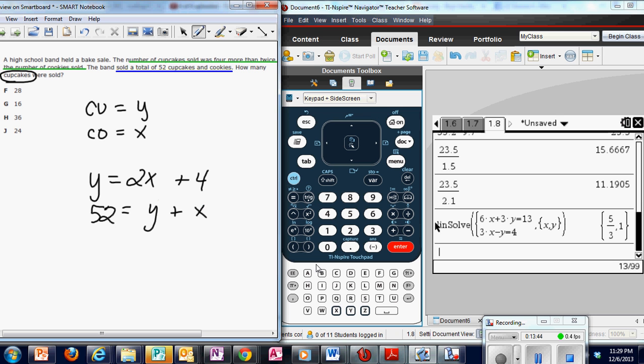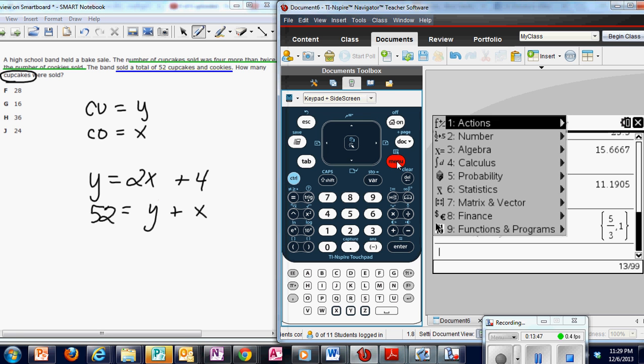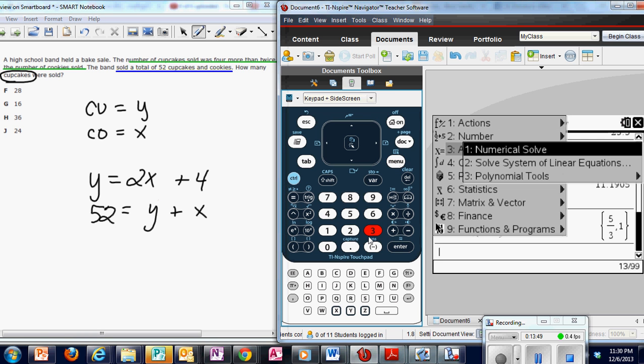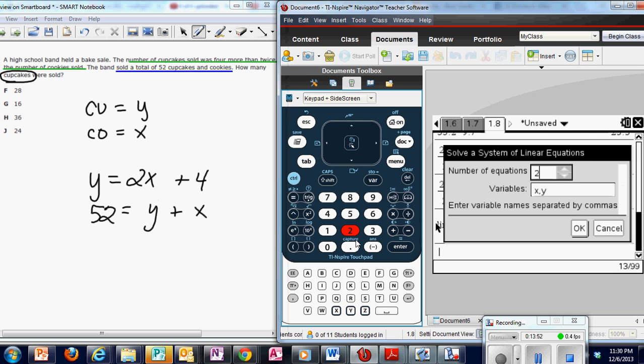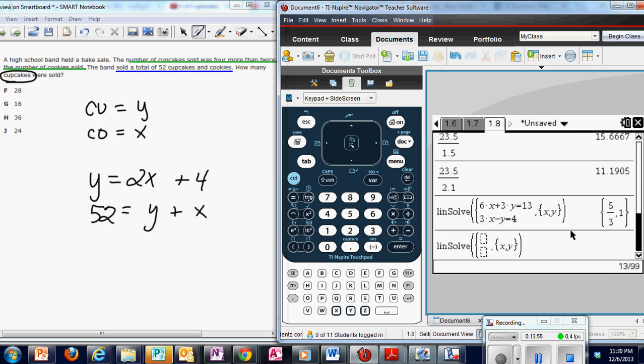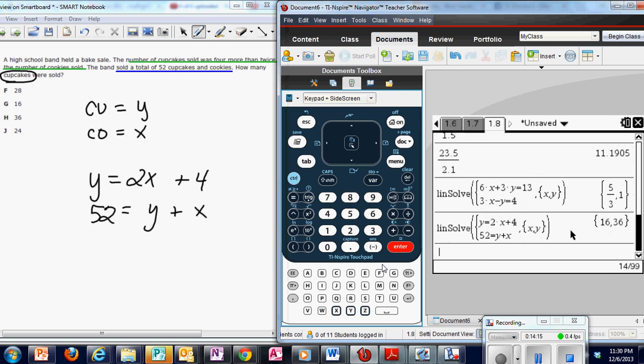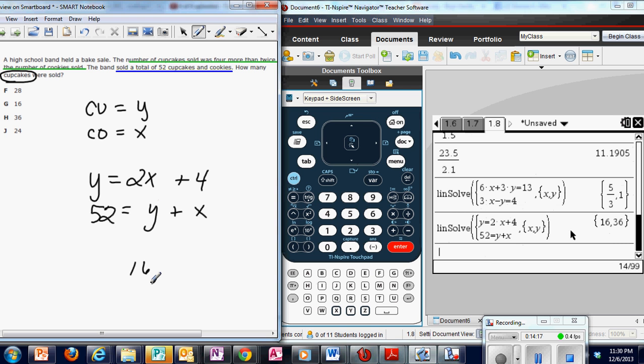And we're going to do the exact same thing we did before. So menu, 3 for algebra, 2 for systems, and tab over to OK, and type your equations. y equals 2x plus 4, arrow down, 52 equals y plus x. And you have the coordinates 16, 36.